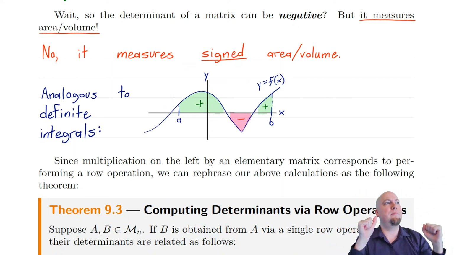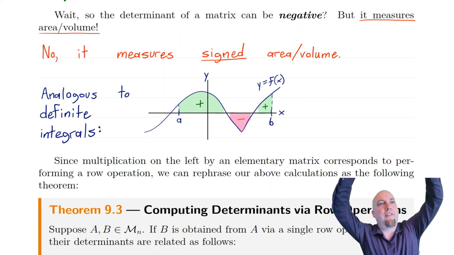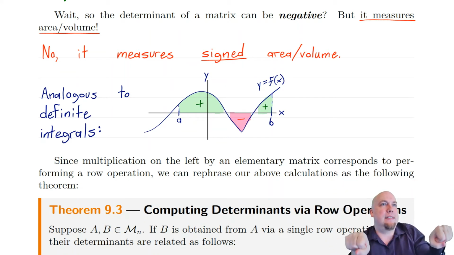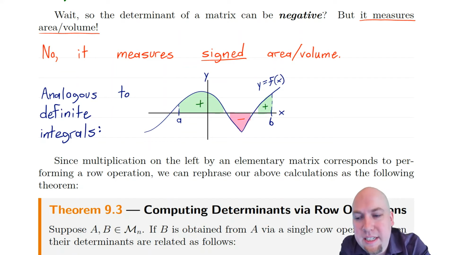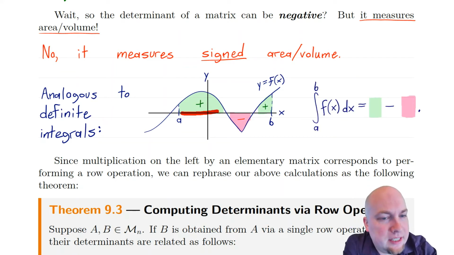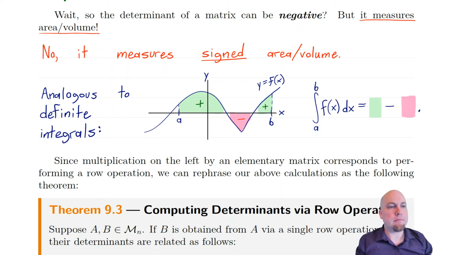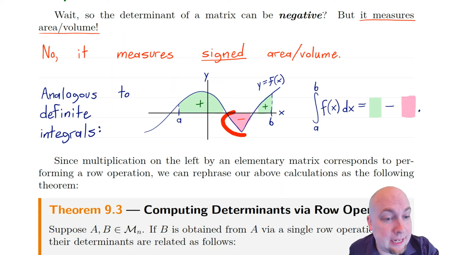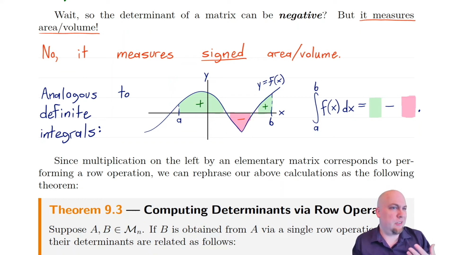In other words, it measures areas, but in the sense of function value minus x-axis. So the definite integral in this case would be like this green positive area minus this red negative area. In other words, it's a signed area. Like the definite integral, it can be negative, even though we think of it as measuring areas. Making it measure signed areas gives it nicer mathematical properties and makes it easier to work with.